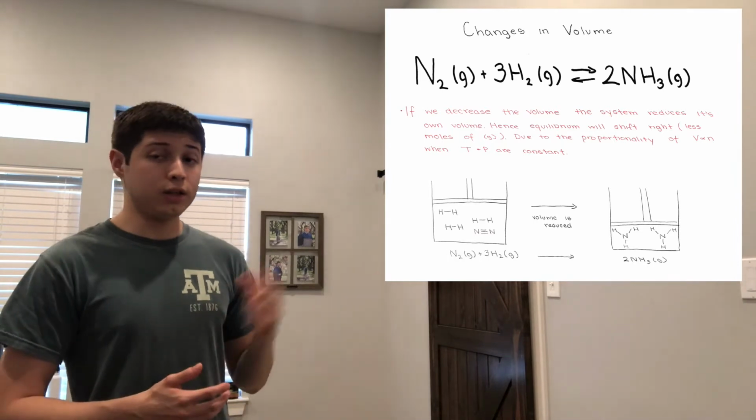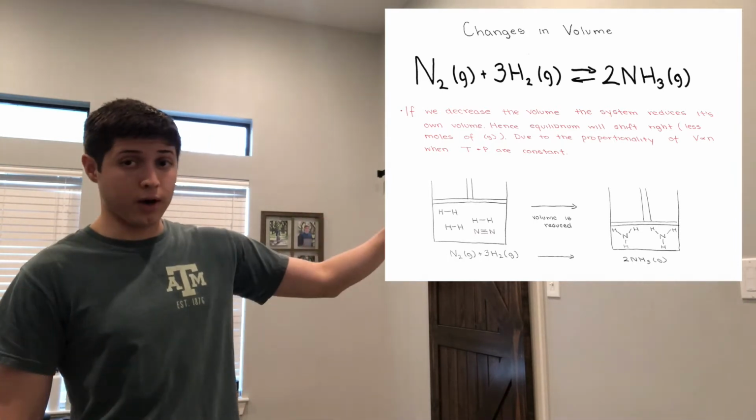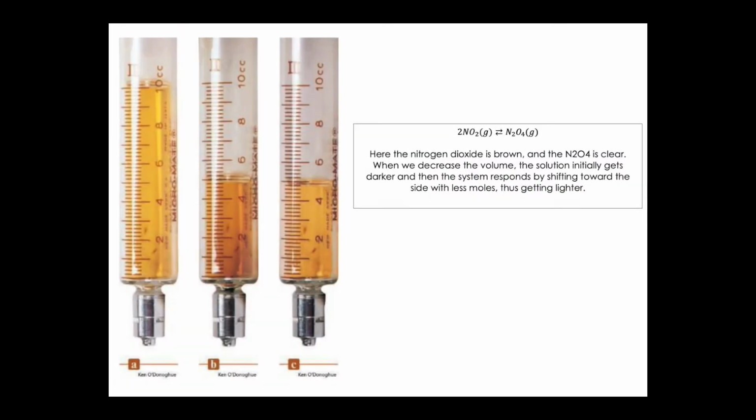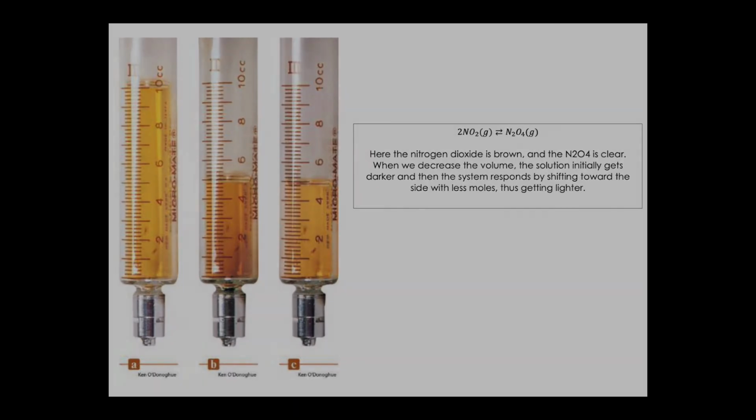So if we were to decrease our volume, then we would shift towards the right, and if we were to increase our volume, then we would shift towards the left. As an additional example, if we decrease the volume of our solution, it initially gets darker, but the system then compensates by shifting its equilibrium to the right, which is our dinitrogen tetroxide. We can visually see this since the solution gets lighter.